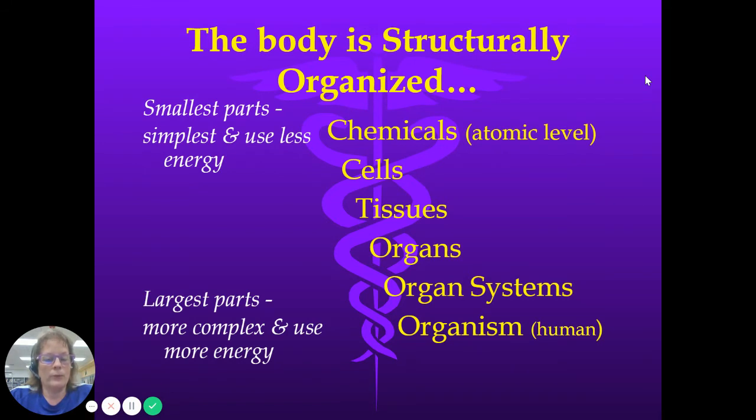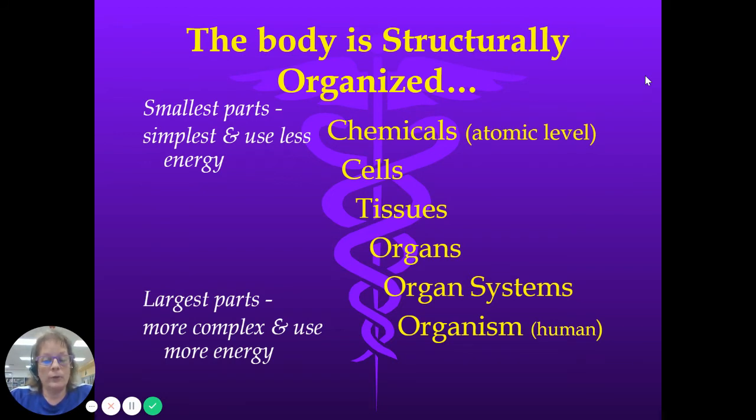And then those cells group together to make tissues, and the tissues group together to make organs. The organs group together to make the various organ systems, and you put all the organ systems together and you get the organism, and in our case, we're talking about humans. So as you go down that list, each level gets bigger. And as each level gets bigger, they get more complex. And the more complex they are, the more energy they're going to use.